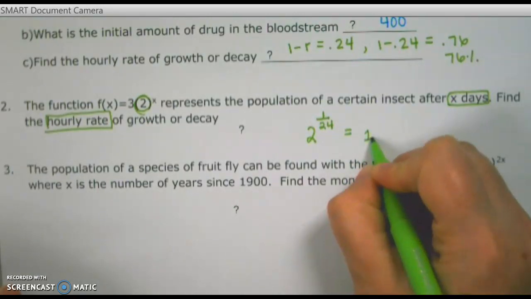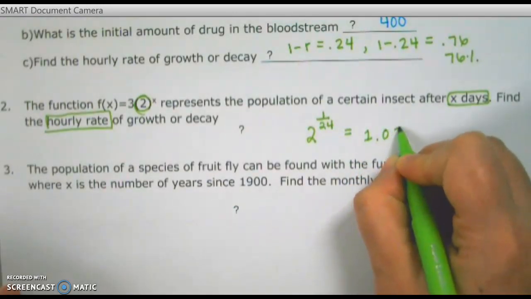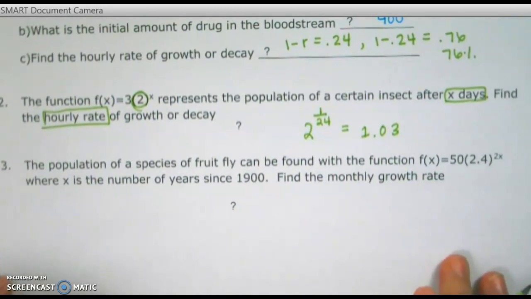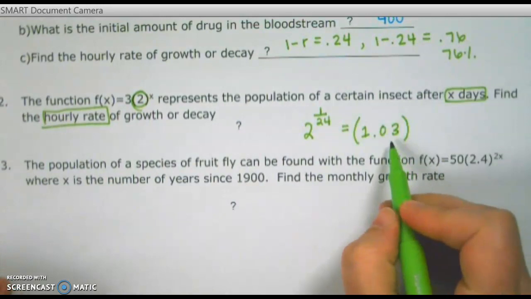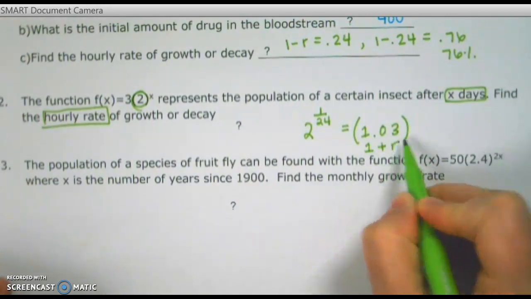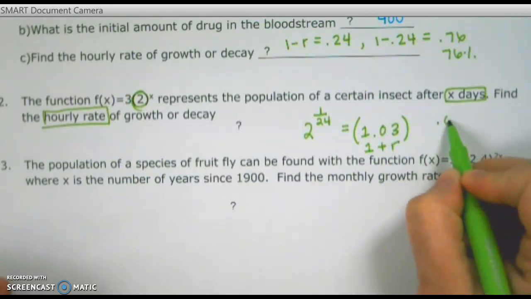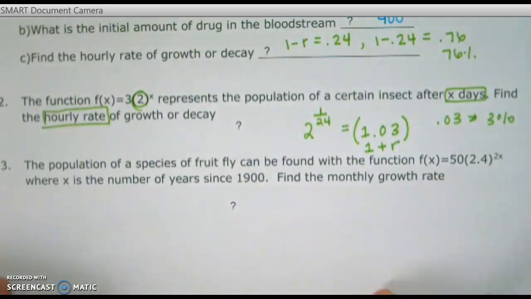So I got basically 1.03. So that would be like the new base of my problem. So this is growth. So it looks like somebody did 1 plus the rate, which would make that 0.03 the part they added. So about 3%.